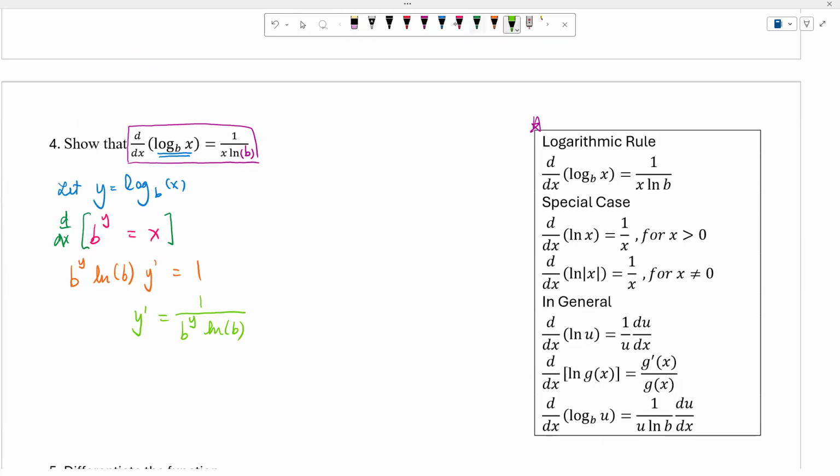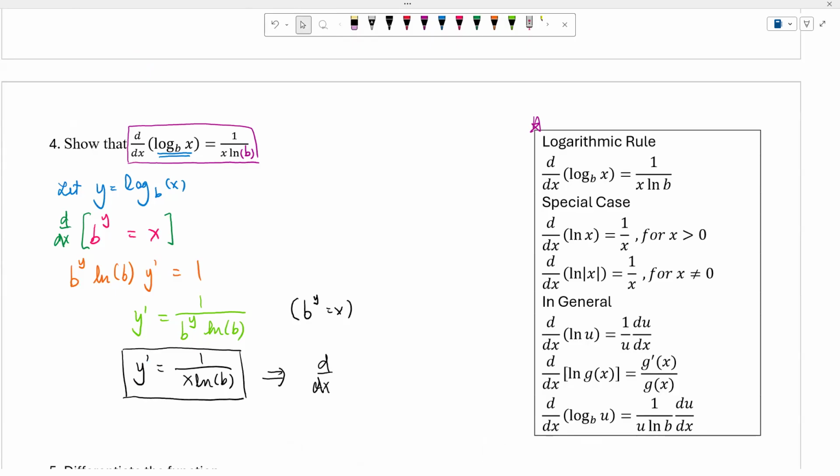And I solve for y prime, I have 1 over b to the y natural log of b. And we know that b to the y equal to x. So it will be 1 over x times natural log of b. So this shows that the derivative of log base b of x is equal to 1 over x natural log of b.